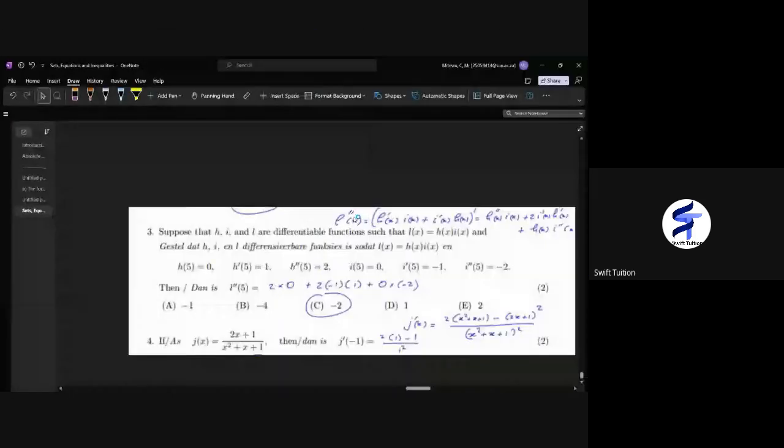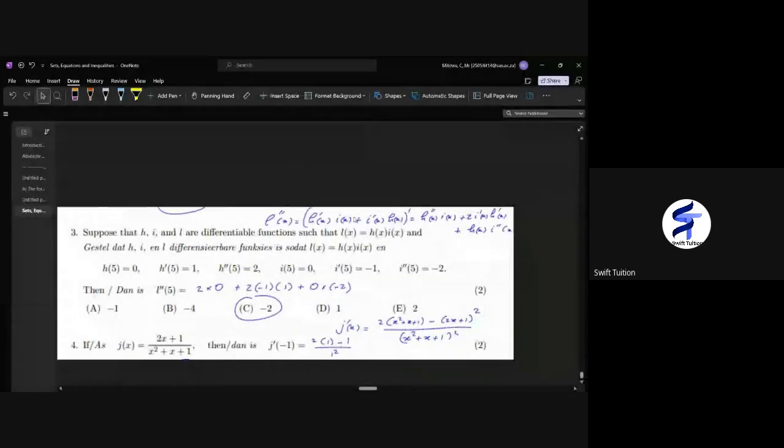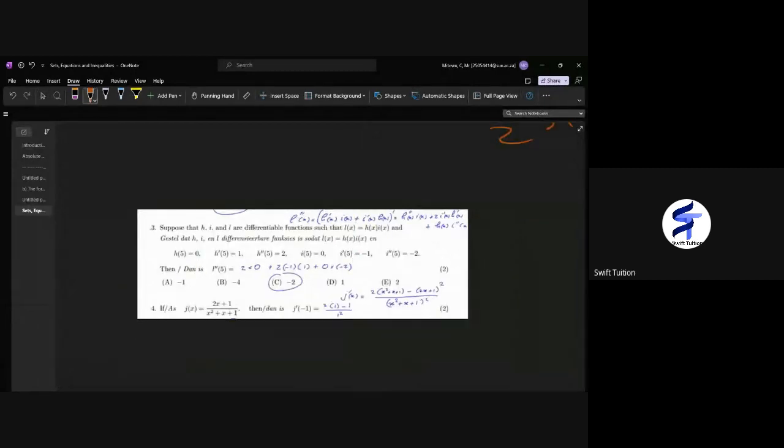Okay, cool. So you have a product of two separate functions, right? And we're trying to find... you said that h, i, and L are differentiable functions. So there's h, there's i, there's L. And then we know that L of x is equal to this and this. We also need to find the second derivative of L, and then plug in 5 into that.